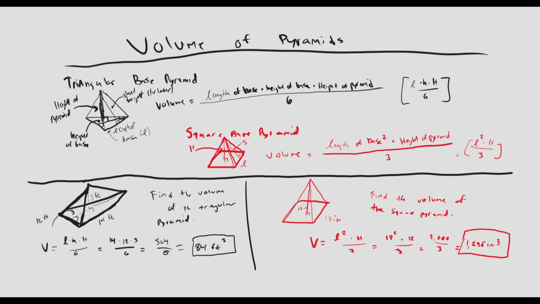With a triangular-shaped pyramid, very poorly drawn on my part, sorry about that, we would do volume is length times height times overall height divided by 6, 14 times 12 times 3 of what's given divided by 6, 504 divided by 6 makes 84. Then we got square base, which is length squared times height divided by 3. That's going to be 18 squared times 12 divided by 3, which is going to come out to 1296 in the very end cubic meters.